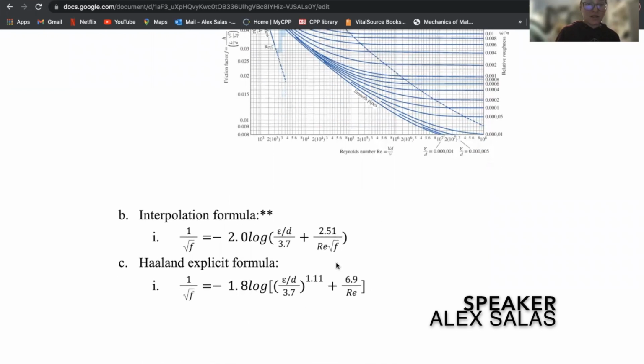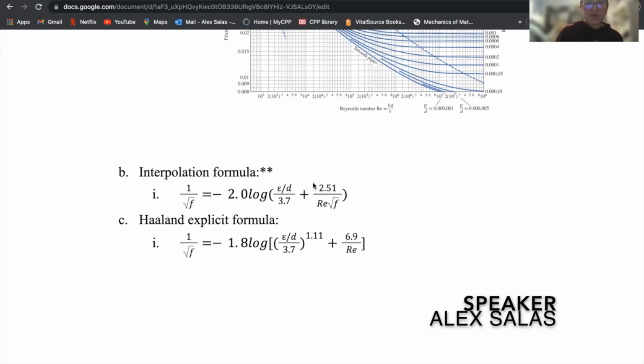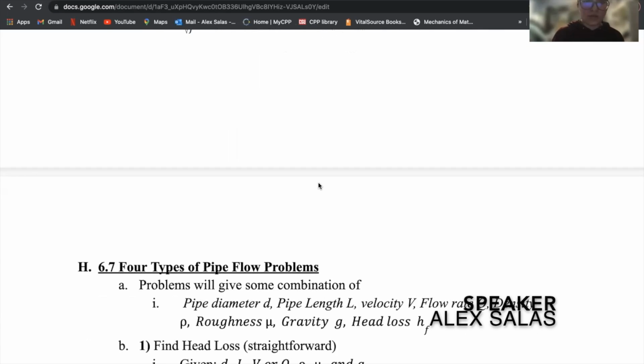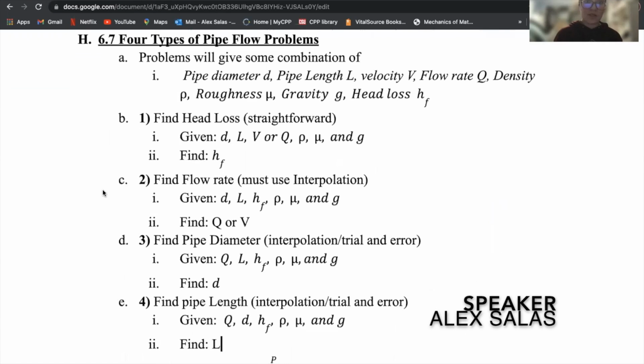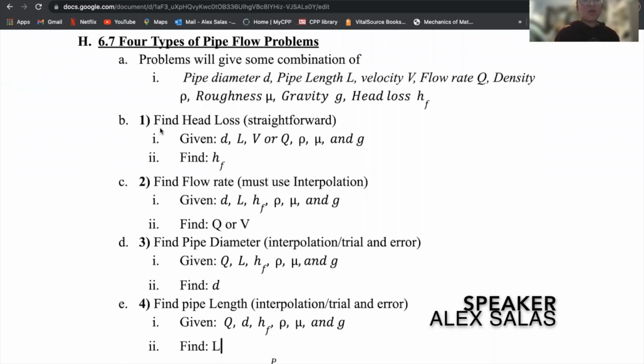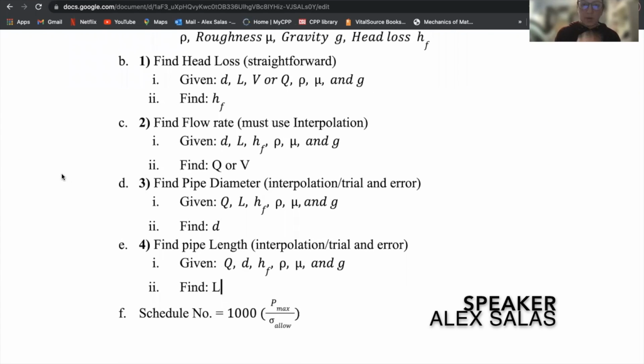We also have these formulas that you can find the friction factor, the interpolation formula and the Haaland explicit formula, which if you have these values available to you are also useful to finding the friction factor. And we also have 4 types of pipe flow problems. The first one is head loss. All you have to do is plug in the values that you're given into the head loss formula and you've solved it. The other 3 are less easygoing.